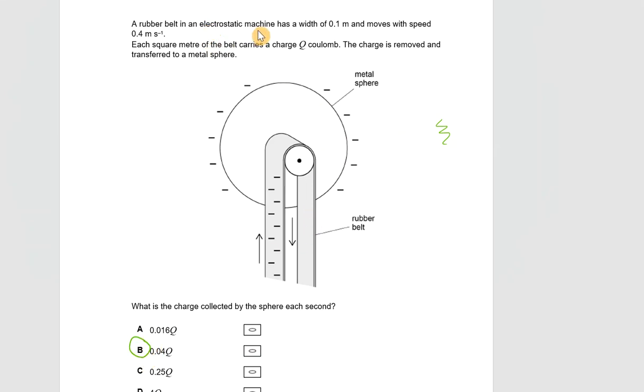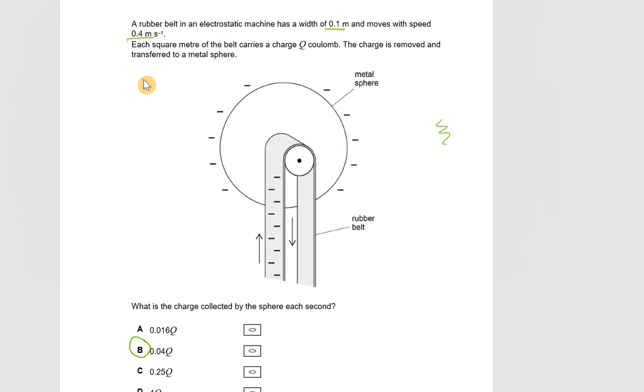So a rubber belt in an electrostatic machine has a width of 0.1 meters and moves with a speed of 0.4 meters per second. Each square meter of the belt carries a charge Q coulomb. The charge is removed and transferred to a metal sphere. So we've got a Van de Graaff machine here.